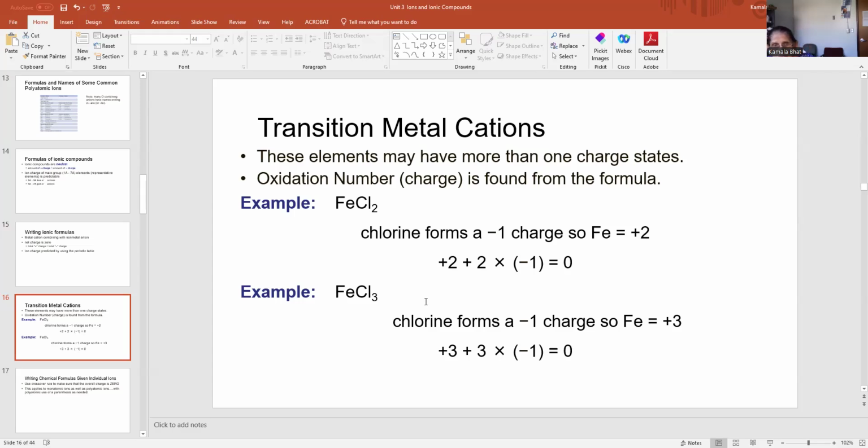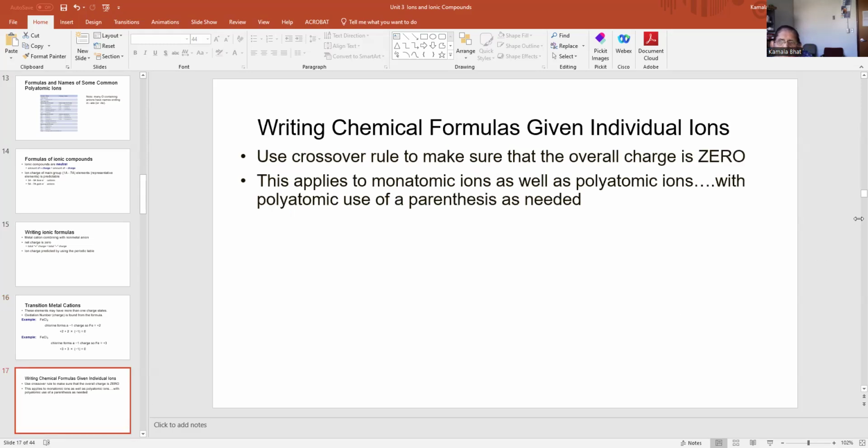Same way for chlorine. In FeCl3, we find that there are 3 chloride ions, but the chloride ion has a negative charge. So 3 times -1 is -3. And therefore, in order for the compound to be neutral, or net zero charge, we will have the formula as FeCl3.